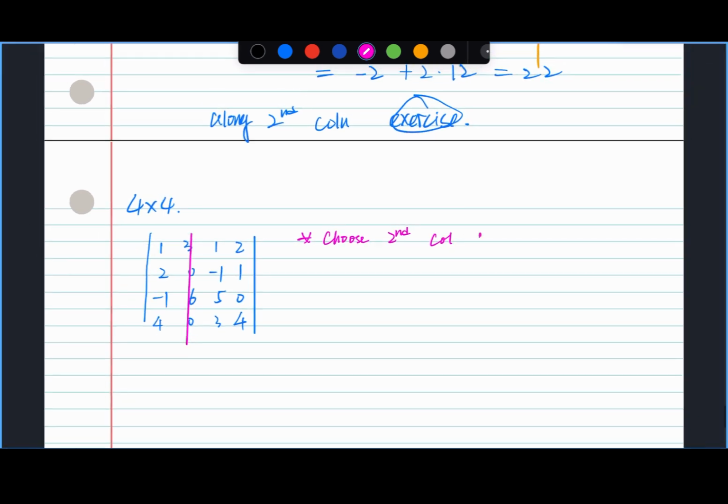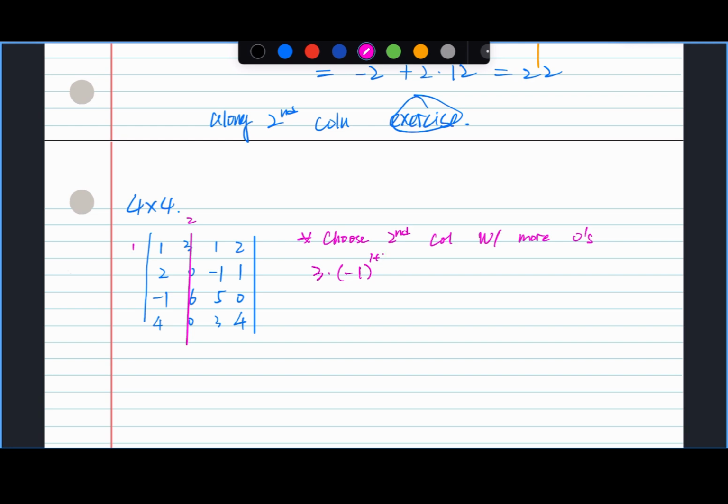We choose the second column with more zeros. Alright, so for the first one we have a factor 3 multiplied by -1 raised to the power of 1 plus 2.